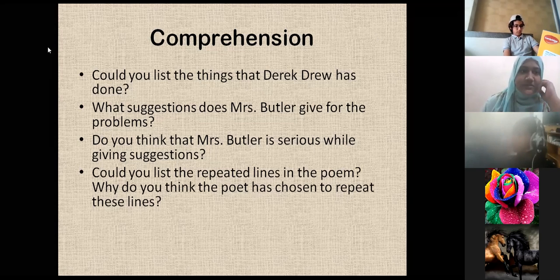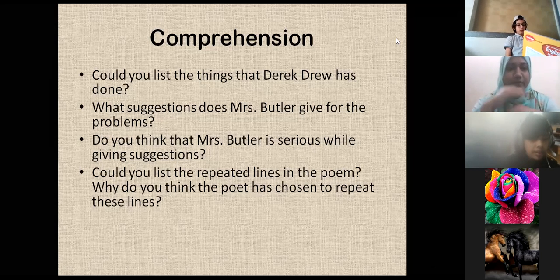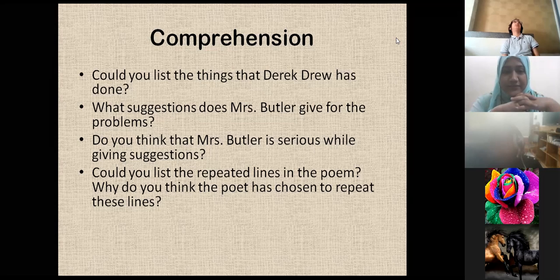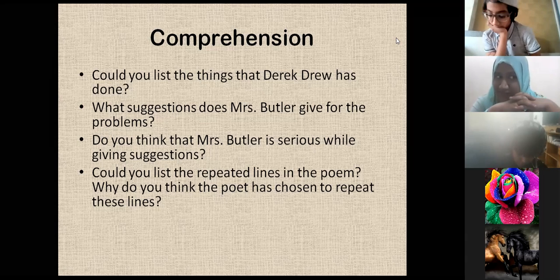No problem, Anas. Okay. Why do you think the poet has chosen to repeat these lines? Any idea why the poet is repeating the line? To make it rhyme. Okay, very good, Javeria. That's one answer. Only to make it rhyme? Ma'am, because again and again the boy is complaining, so again and again the same lines repeat, and then the reason comes.